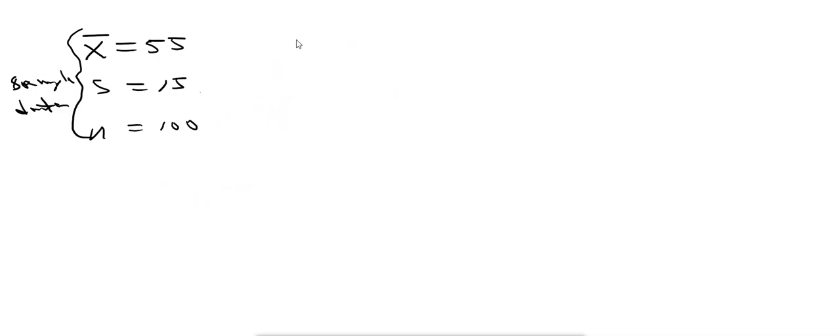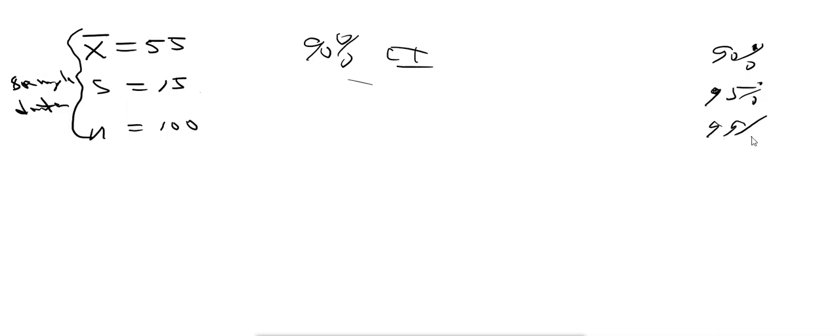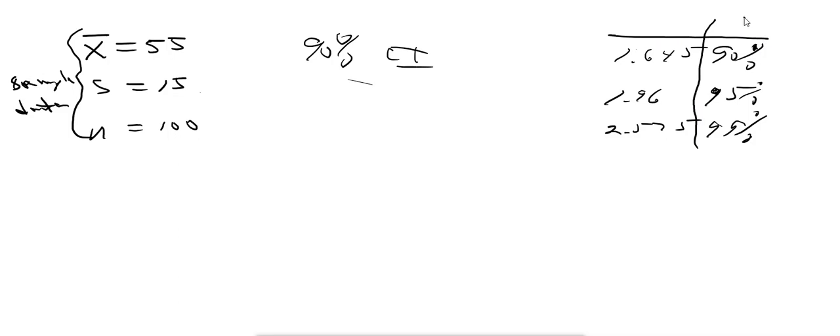Now let's go ahead this time and create a 90% confidence interval. The typical confidence intervals are 90%, 95%, 99%. Now the associated z-scores with those are 1.645, 1.96, and 2.575. And the confidence interval z-score, okay.